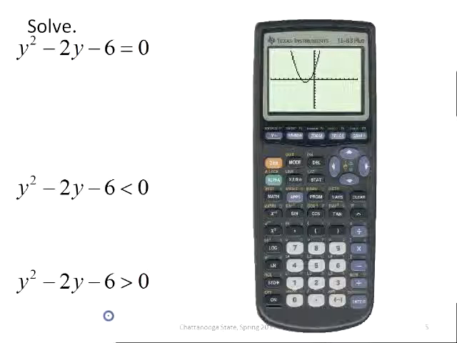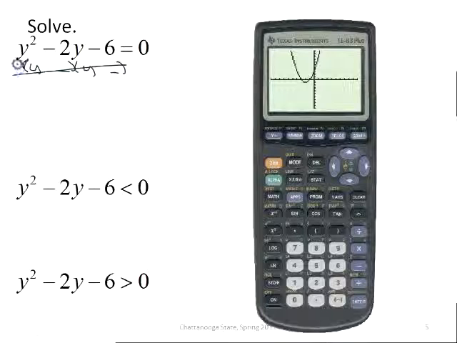Well, now let's look at this one. y squared minus 2y minus 6 is equal to 0. So again, can I solve this by factoring? Let's see. Can I find numbers that multiply together to give me -6 and add together to give me -2? I don't think I can do that here.